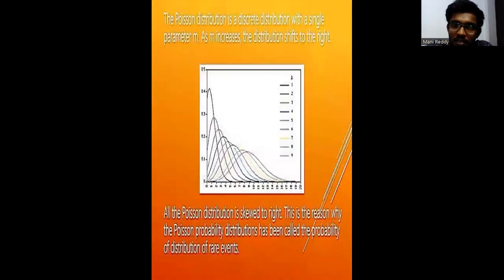The Poisson distribution is a discrete distribution with a single parameter m. As m increases, the distribution shifts to the right. All Poisson distributions are skewed to the right. This is the reason why Poisson probability distributions have been called the probability distribution of rare events.